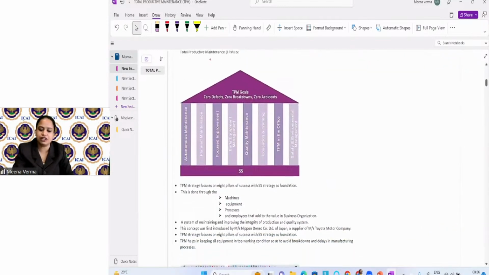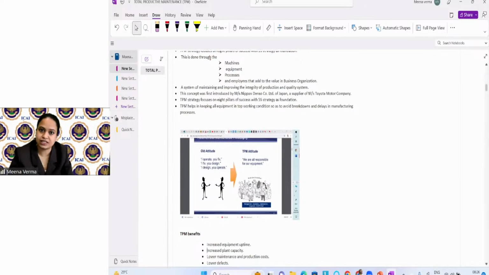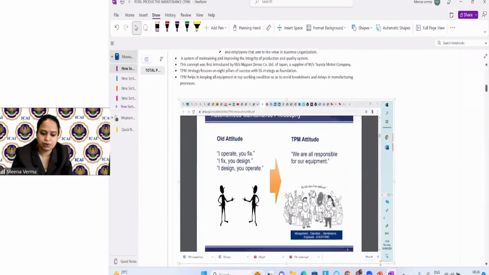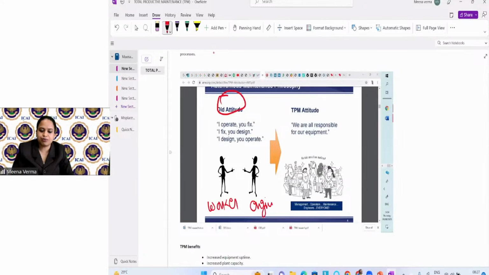If the machine is interrupted, what will happen? Obviously, that will result in waste in the company, which is not at all acceptable. So here we are saying machine maintenance is the responsibility of the people who are working there. So what was the old attitude? The old attitude was worker and engineer were different people. If the machine breaks down, they will inform the engineer, who will fix the problem. That was a lengthy process, right?